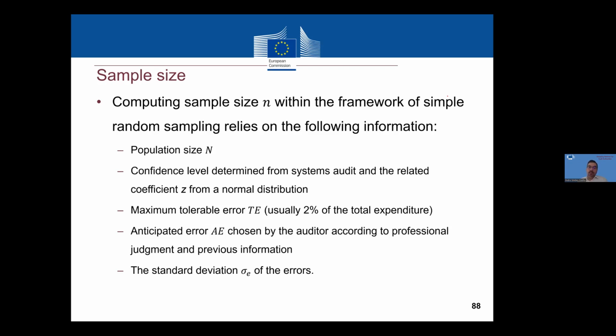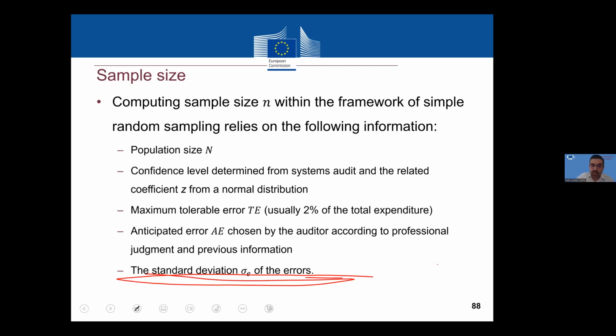I need a parameter from the normal distribution, the Z parameter, sorry, that is associated with the confidence level that we are using. I need a tolerable error. This one is easy, it's 2% of the total declared expenditure. I need the anticipated error that we have discussed a lot during the morning, and it's based on historical data, pilot samples, auxiliary data, professional judgment. And I also need an approximation of the standard deviation of the errors in the population.